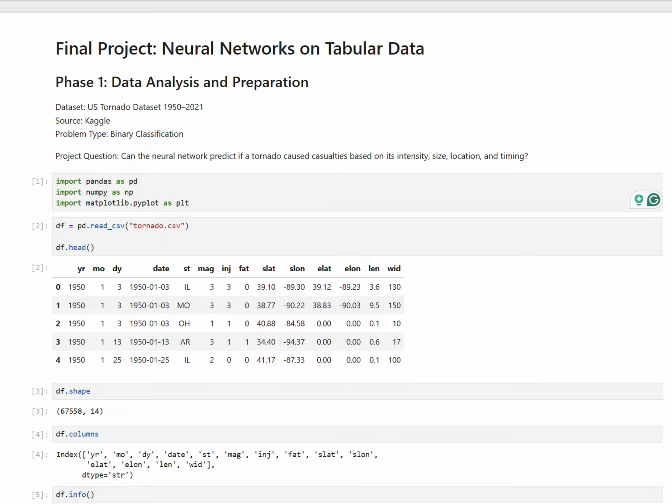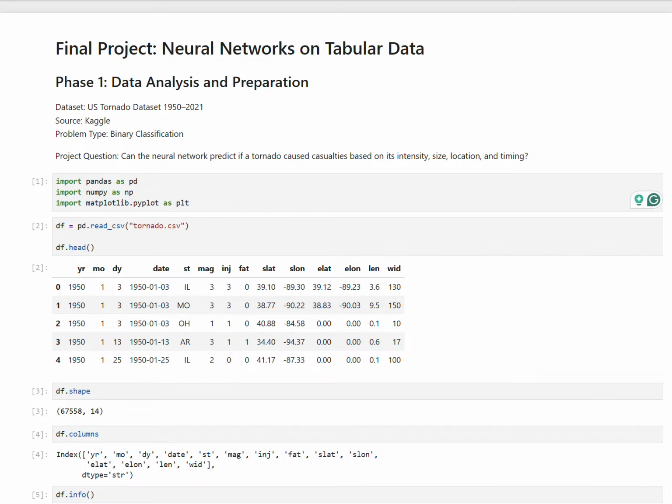So I looked at some of the websites where you can get data sets, and one of them was Kaggle, and I was able to find a U.S. tornado data set from the 1950s to 2021, which lists every single tornado that has happened, as well as tons and tons of other inputs. And so I just wanted to talk about my main question, which is can a neural network predict if a tornado caused casualties based on intensity, size, location, and timing, magnitude, as well as some other stuff that we'll talk about later.